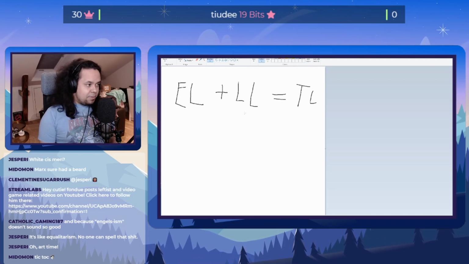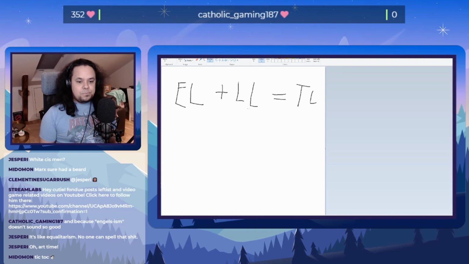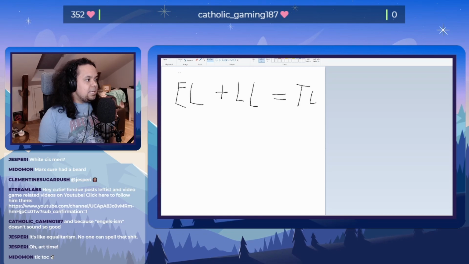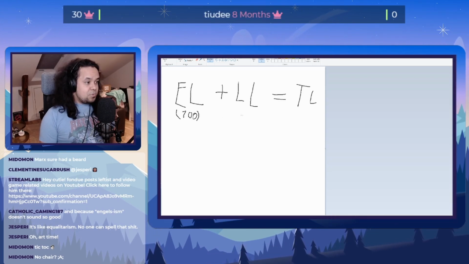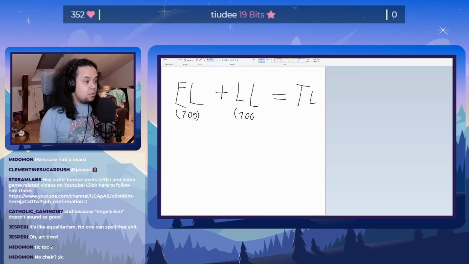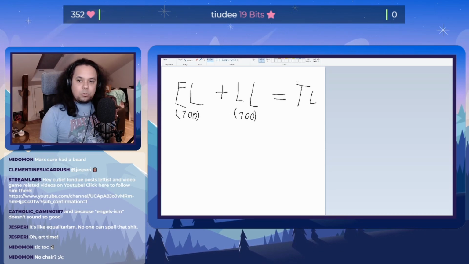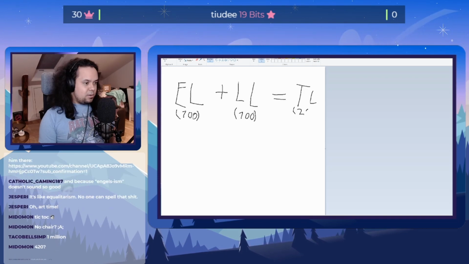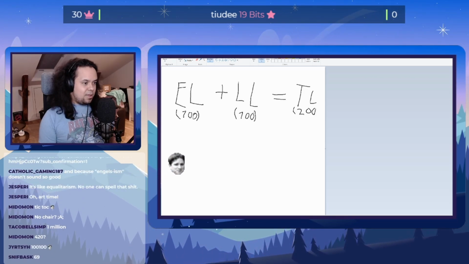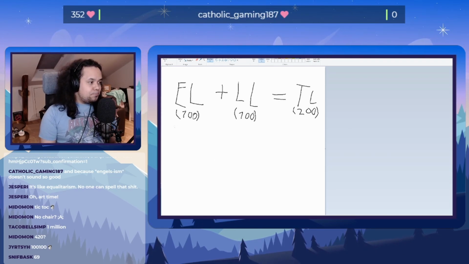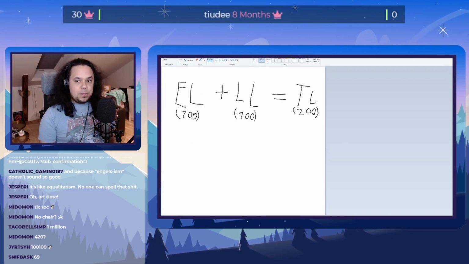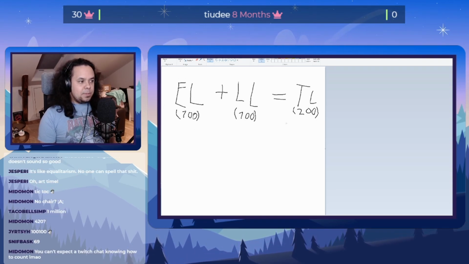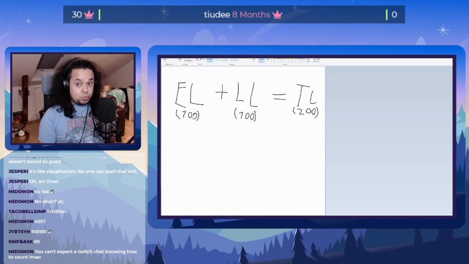So now then, let's give these a value. All right. So let's say that the embodied labor costs 100, and the living labor is also worth 100. There we go. So that would mean the total labor is worth 200. So here we see, okay. The chair is worth 200 because the embodied labor, so the materials that the capitalist bought, cost 100, and then the living labor is another 100. So the chair is 200.